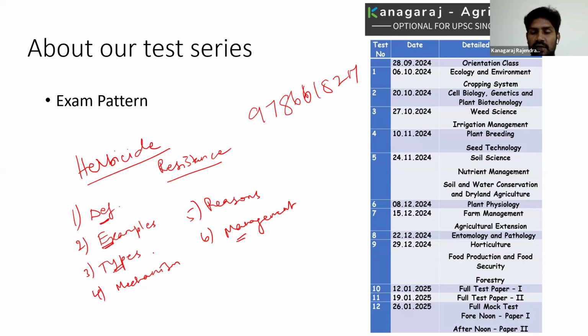And the types: there are 3 types of resistance. For the mechanism, reasons, and management, we can just note down the important headings. Regarding management, we can discuss under 2-3 headings. What are the cultural practices through which you can manage herbicide resistance? What are the herbicide application techniques available, and other practices? We can just mention the heading. The remaining points we can write in our own words.